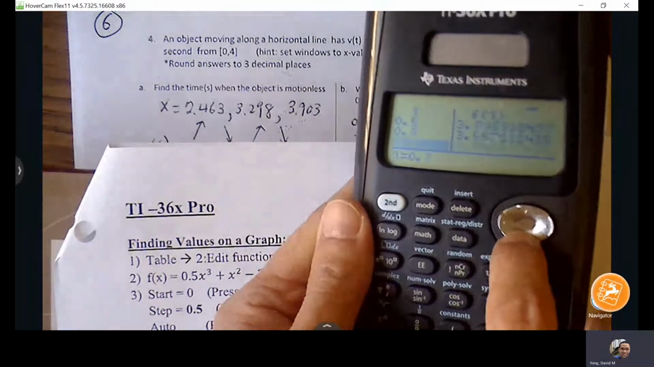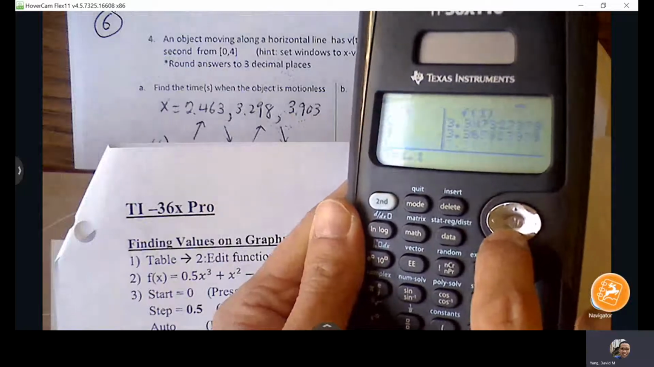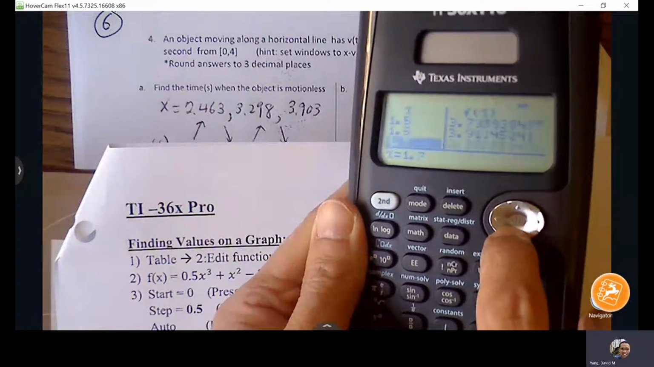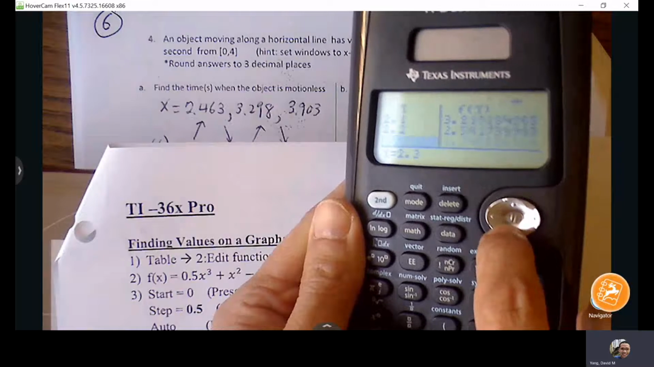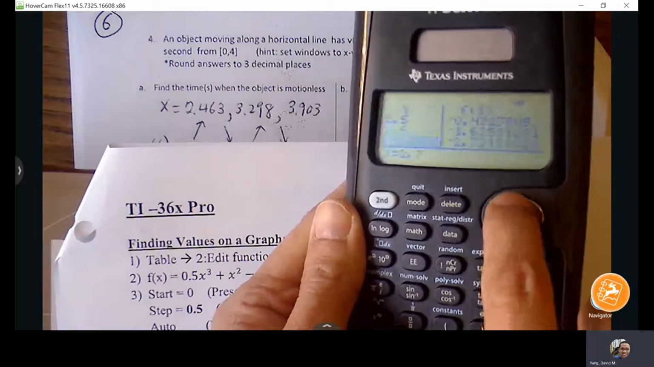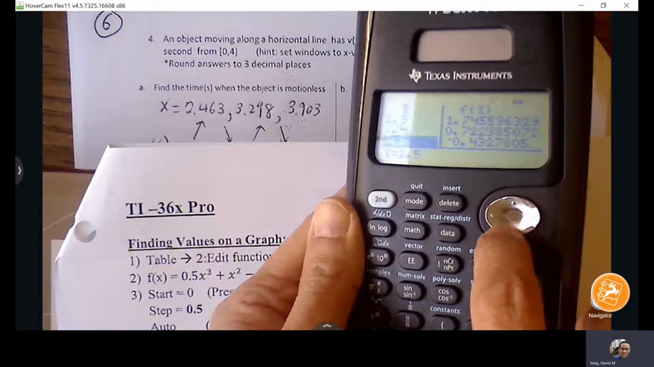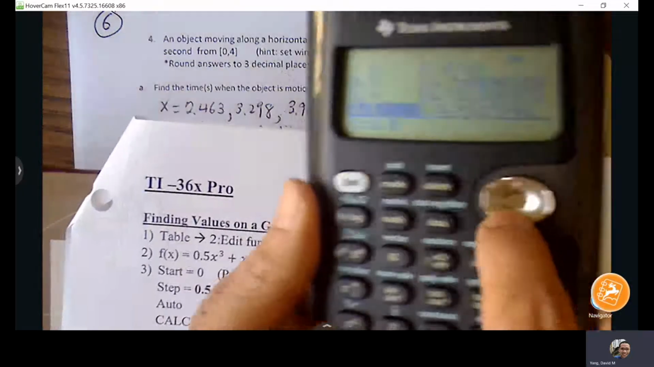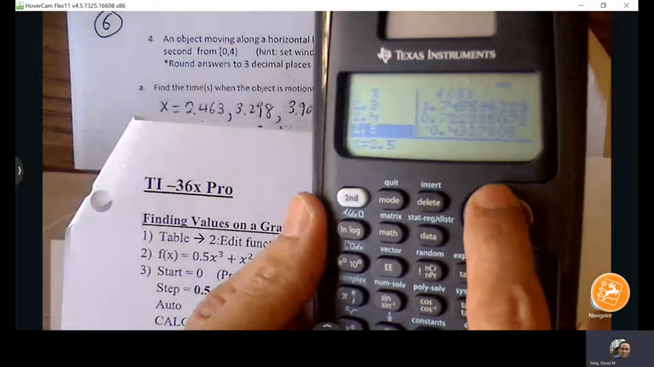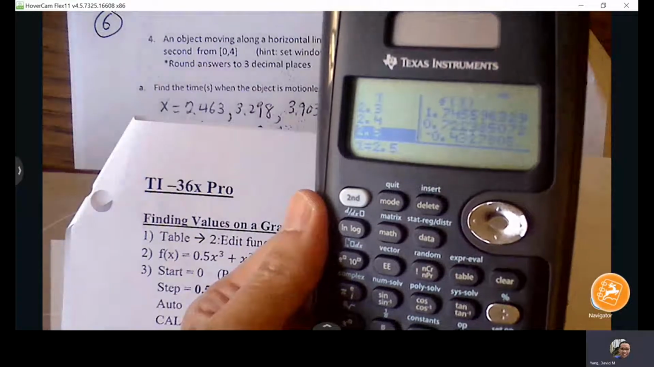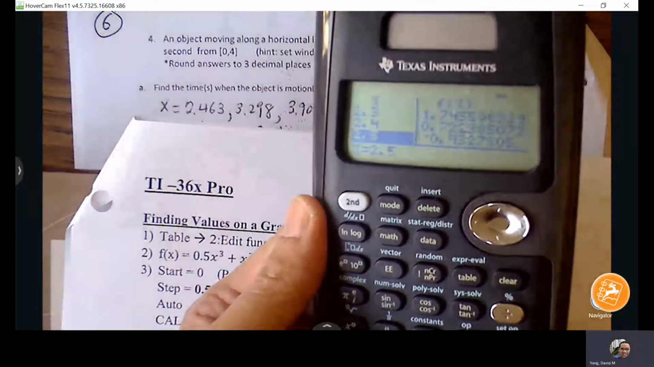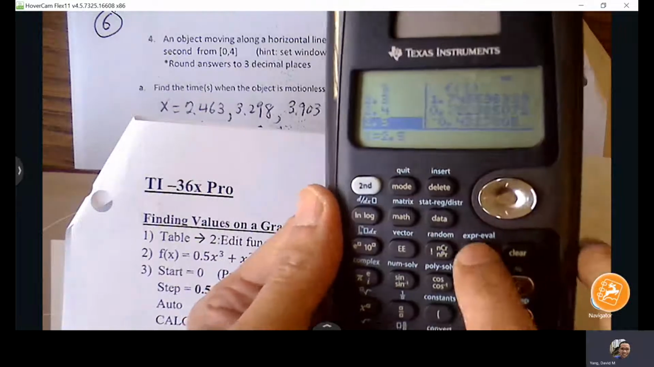It may take a while here. You're going to scroll down. You're looking at the y values and trying to see when that y value is going to change signs. It's still sitting at 3. And I see, okay, there it is. There's a change in sign between 2.4 and 2.5. You see that? So we know that we're close. We know that around 2.4, 2.5 is where our x-intercept is. Now we're going to get more accurate here.